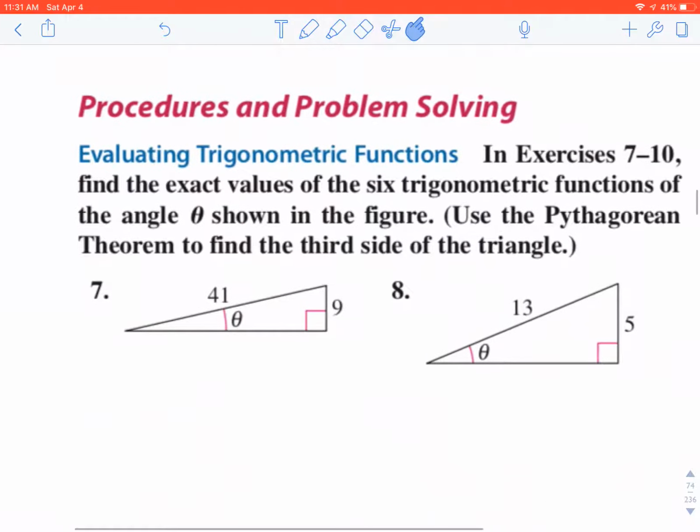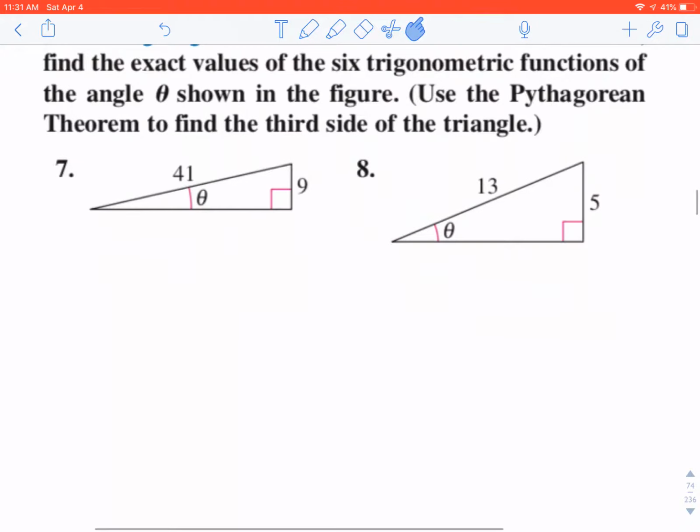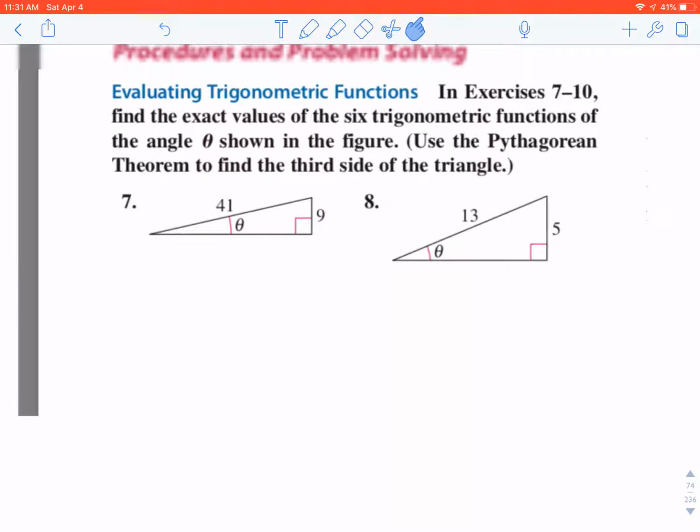All right, numbers 7, 8, and 9, basically they just want us to find the exact values of the 6 trig functions of theta. And remember, we want to leave our answer exact, so we're going to keep it in fraction form. If you end up having a radical, you're going to keep that there. Do not change it to a decimal. Let me zoom in here on number 7.